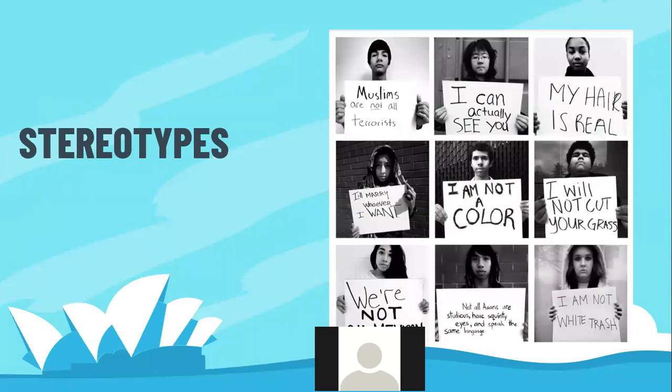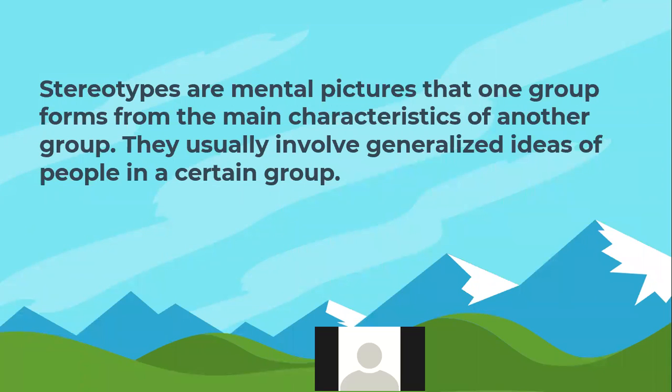Next, we have stereotypes. Stereotypes are mental pictures that one group forms from the main characteristics of another group. They usually involve generalized ideas of people in a certain group. Stereotyping is different from, although they are related, discrimination and prejudice. Stereotyping is in the cognitive aspect. Prejudice is in the emotional aspect. Discrimination is in the behavioral aspect. Stereotypes are generalizations about one culture or one group. It's a general belief, even though not all people are like that.